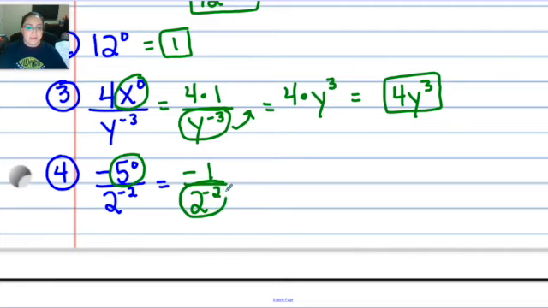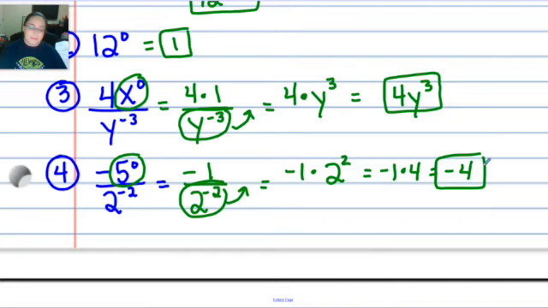Okay, so then the negative exponent, I'm going to bring it to the top. So I'm going to say negative 1 times, now this becomes 2 to the 2nd power, okay? So then here, if they wanted you to evaluate, then you could. For example, 2 to the 2nd power is 4, so negative 1 times 4 equals negative 4, and that's our final answer, okay?